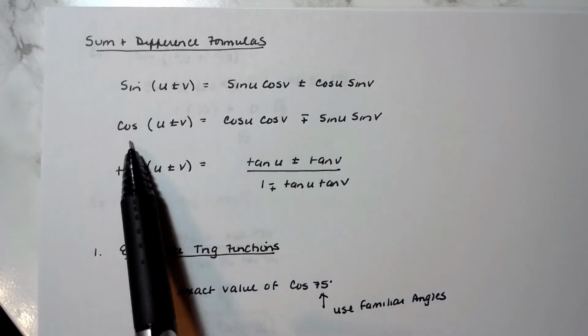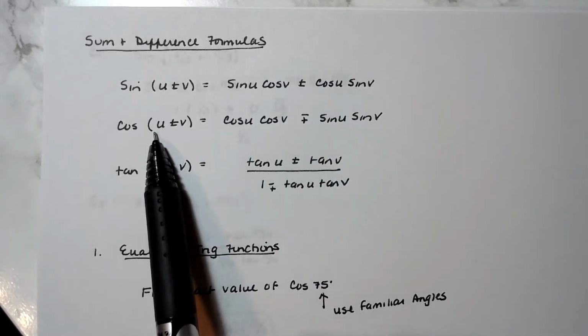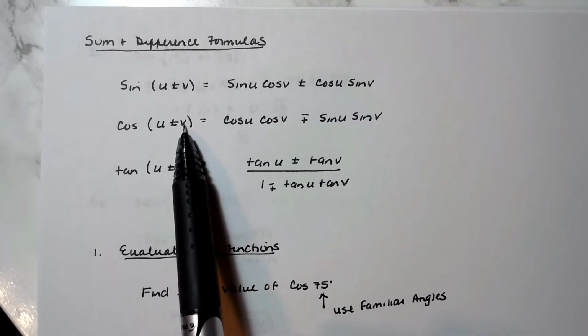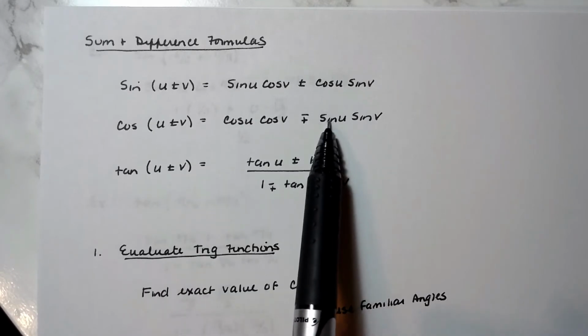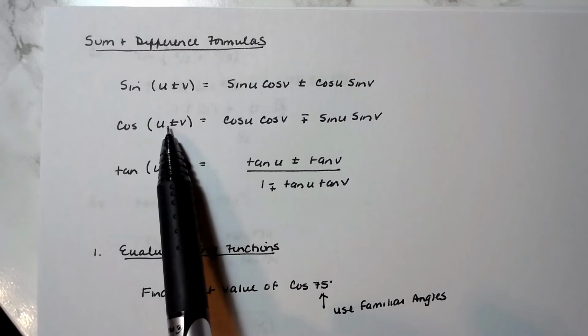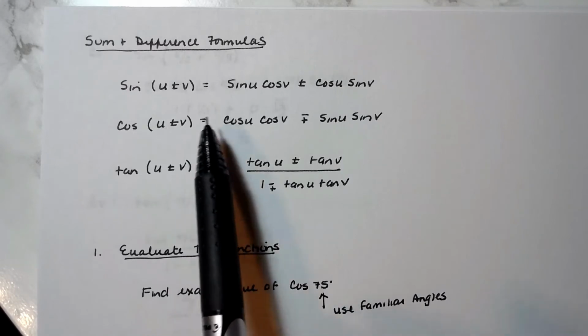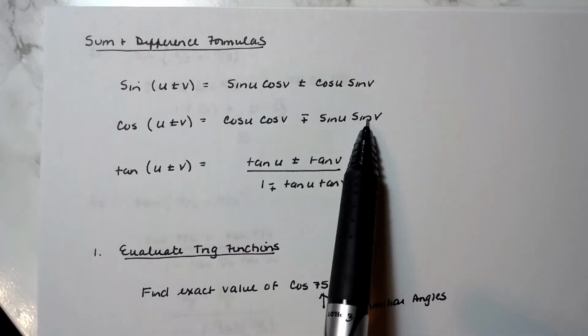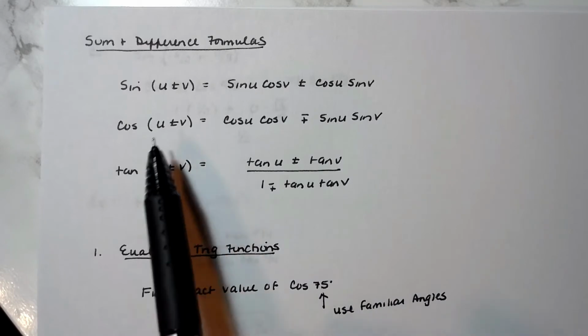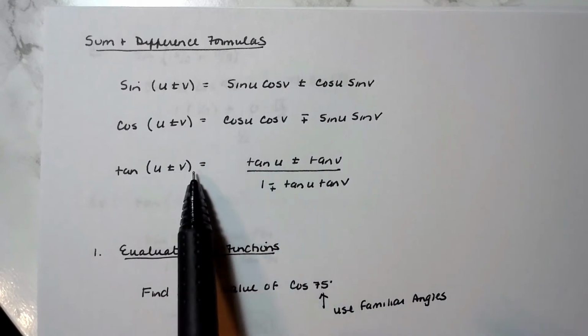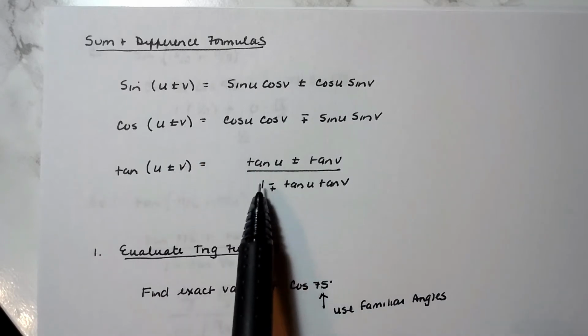Okay? But the cosine is backwards. If I have the cosine of u plus v, it's cosine cosine minus sine sine. And if I have the cosine of u minus v, then it's cosine cosine plus sine sine. Same thing with the tangent. So the tangent and the cosine have that sort of backwardsness, but the tangent has it on the bottom only.